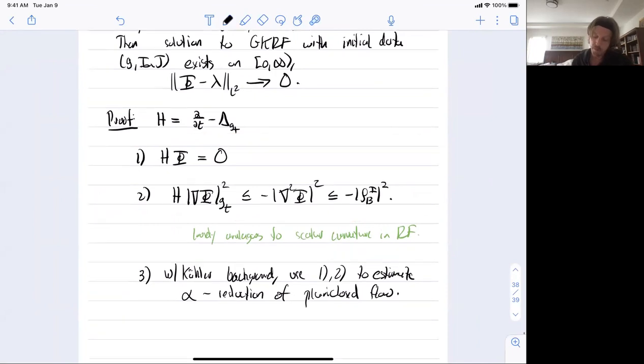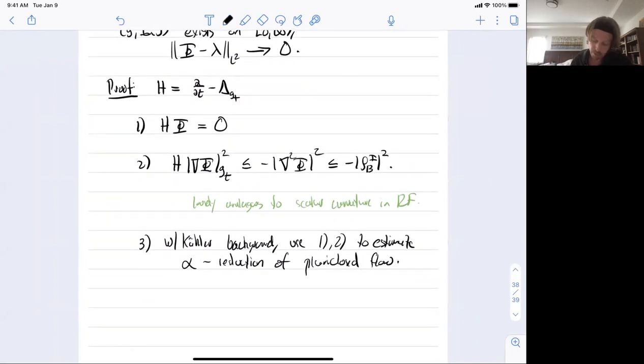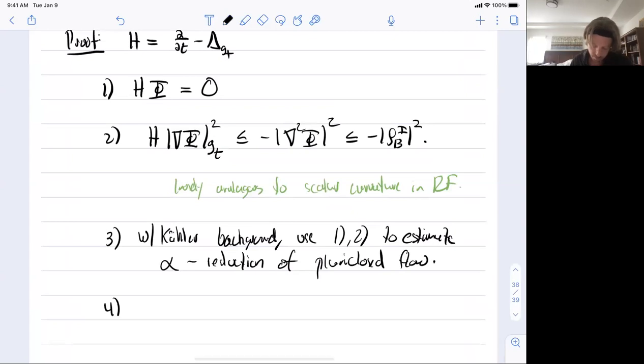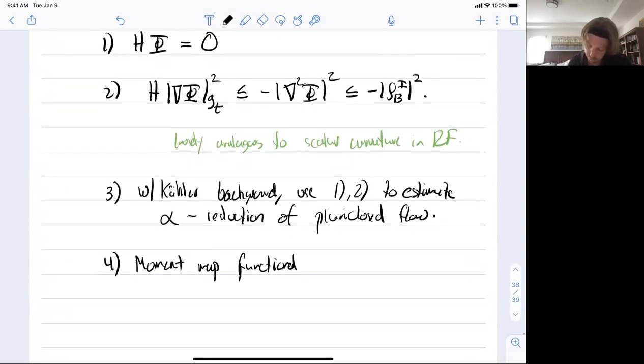Okay. And then maybe I'll just say one more thing. So we have a kind of moment map functional, which is monotone along the flow. And this is what gives the weak convergence.